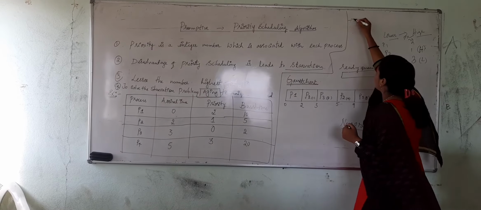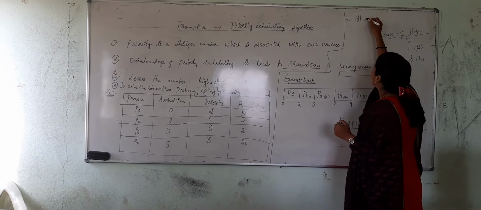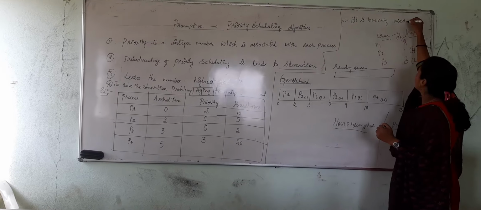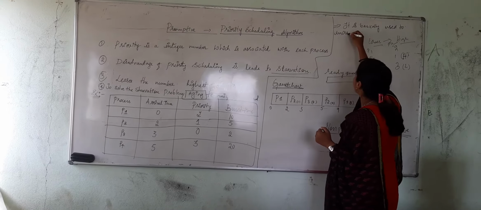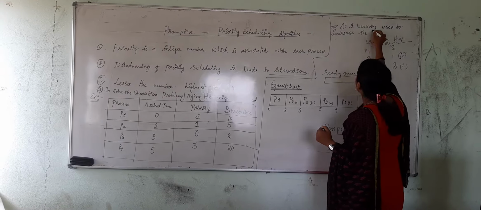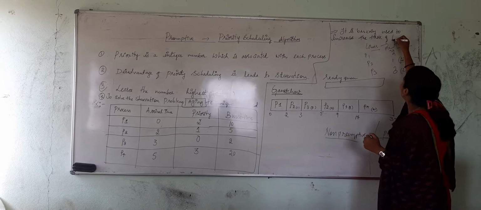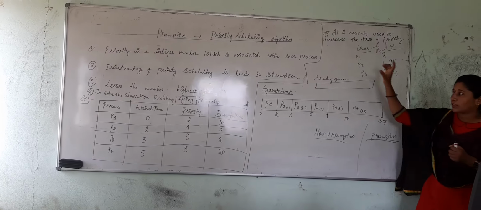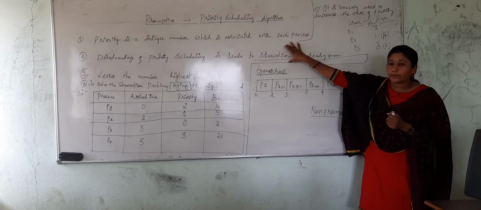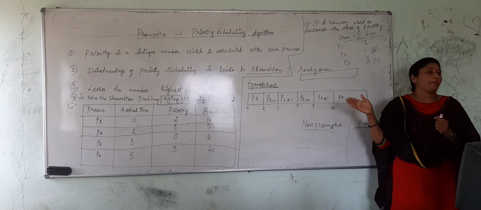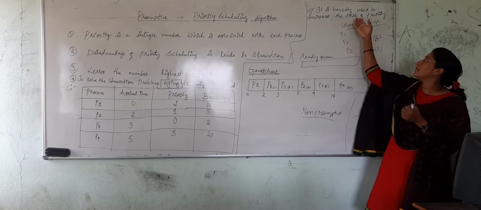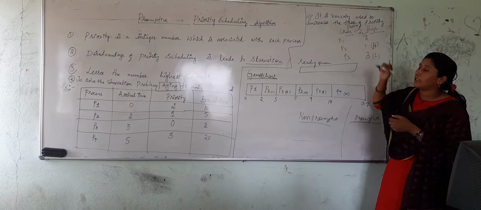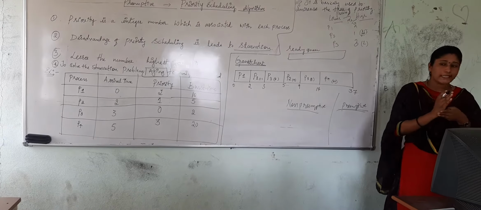Okay, what is aging? Aging is simply nothing but it is basically used to increase the priority of the task, which is waiting for a longer period, that is, in starvation. To increase the priority of the task, task is nothing but the process. I told you in the beginning of the class, task, process, job, all these things are one and the same.